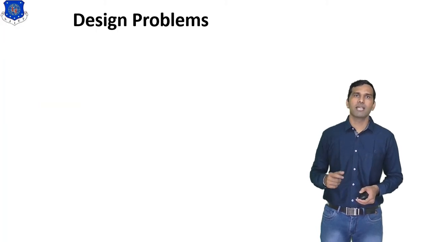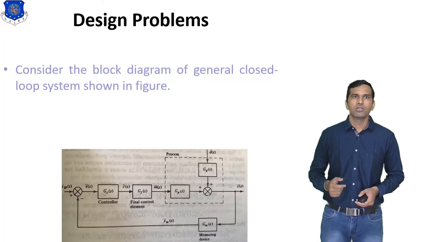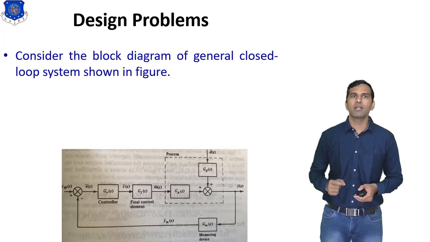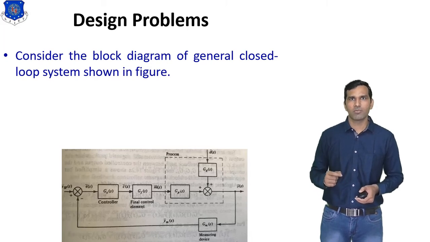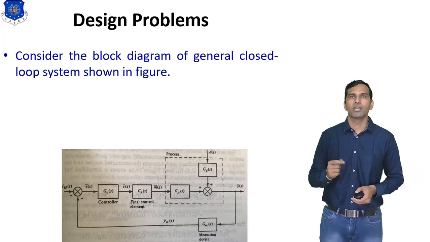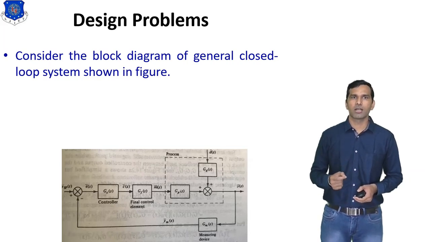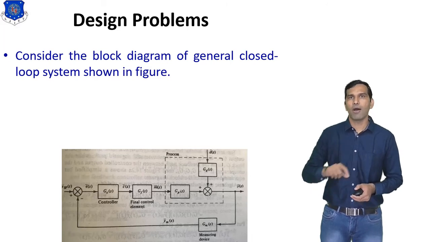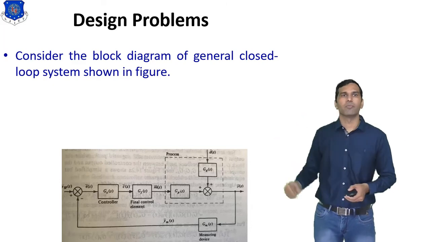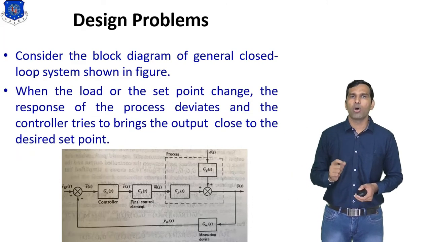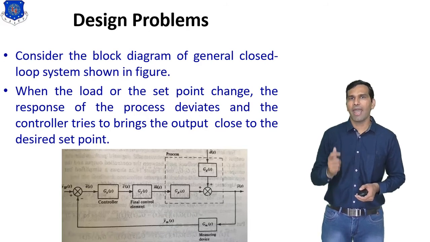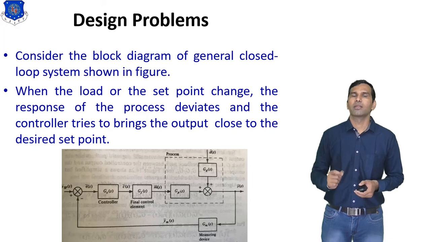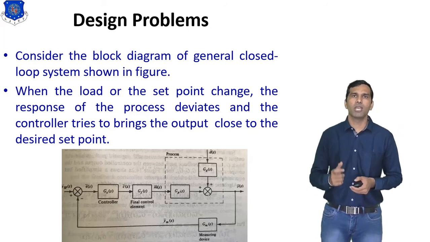Now we discuss some design problems. Consider the block diagram of a general closed loop system shown in the figure. That means this is the general diagram of the control system, where a feedback control system is used. You can see we use the controller to control the system. When the load or the set point changes, the response of the process deviates and the controller tries to bring the output close to the desired set point. So this is the simple principle of working of this closed loop system.